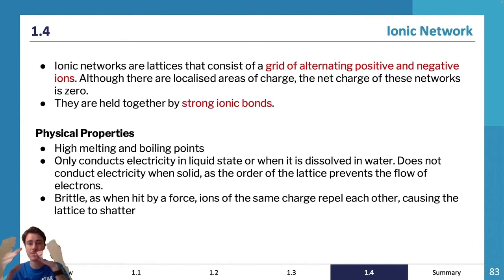What's really important is they have to alternate. They have to have one positive, then one negative, then a negative, then a positive, then a negative, then a positive. Like, they've got to be alternated. Think about it like balls in a tub, and you've got to have them all alternated perfectly.